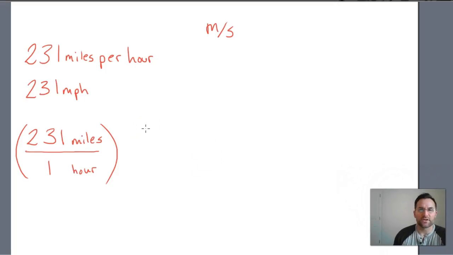You're going to get used to converting things to metric and then boiling it down to meters per second. So you wouldn't even really use kilometers per second. You would always want to bring it back, unless otherwise stated, to meters per second, because meters is the SI unit for length, the standard international scientific measure for length. So 231 miles per 1 hour, and we want to get it to meters per second.